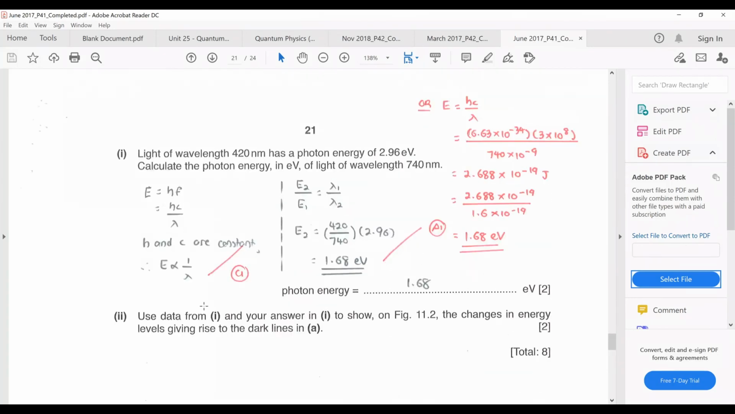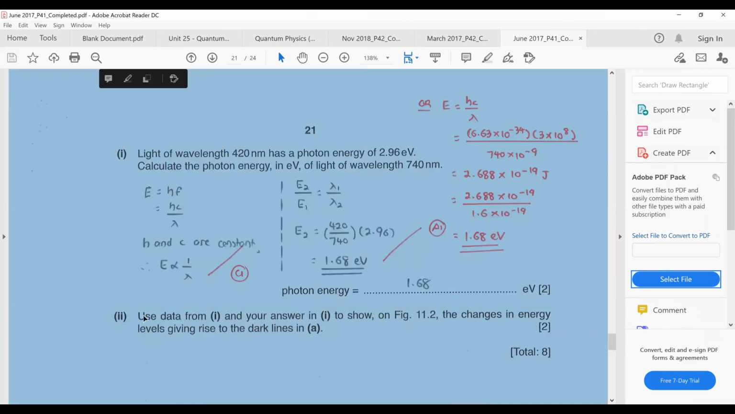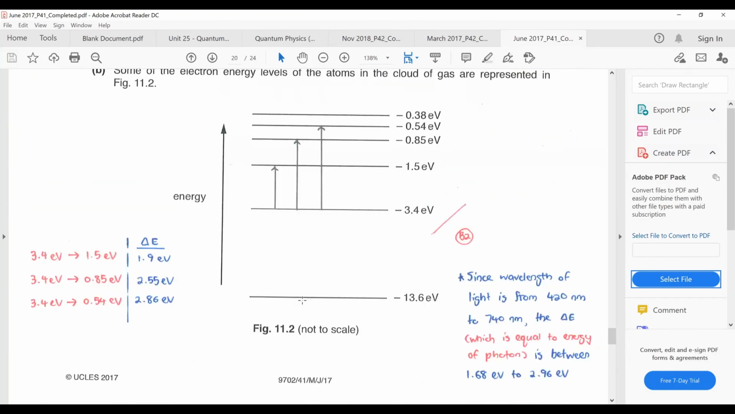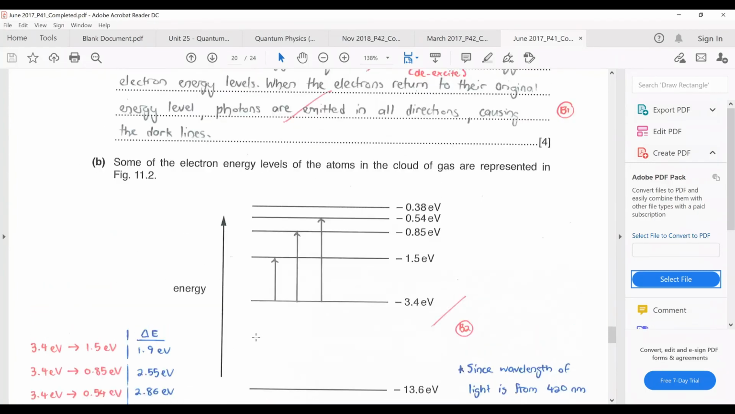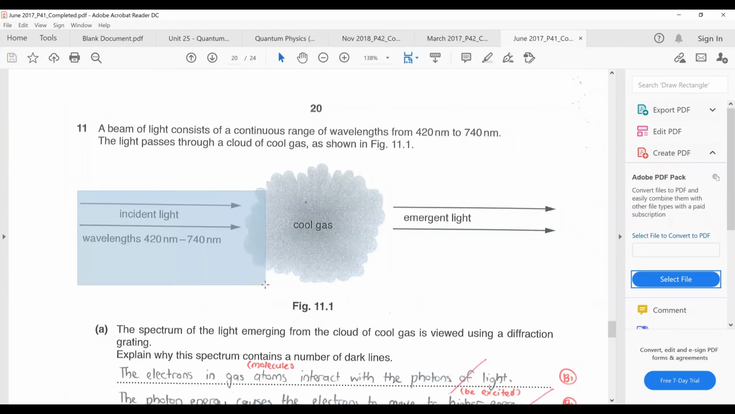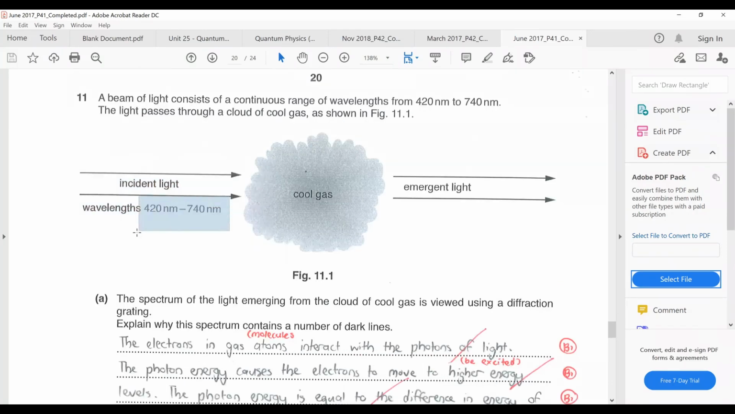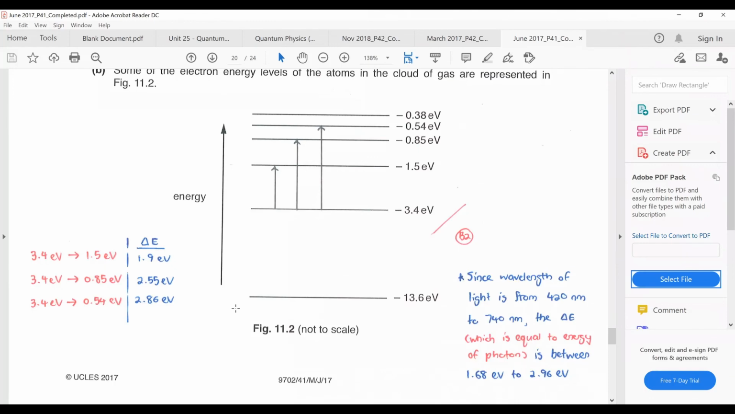The only other thing here is if you look at part 2, use data from 1 and your answer in 1 to show on figure 11.2 the changes in energy levels that will give rise to the dark lines in A. Okay. So it's again similar to that question that we just did just now. When you have light whose photon has energy or wavelengths within this range, out of this range, what wavelengths or what photon energy actually gave rise to your dark lines? What photon energy actually were re-emitted in the different directions that gave you back your dark lines?